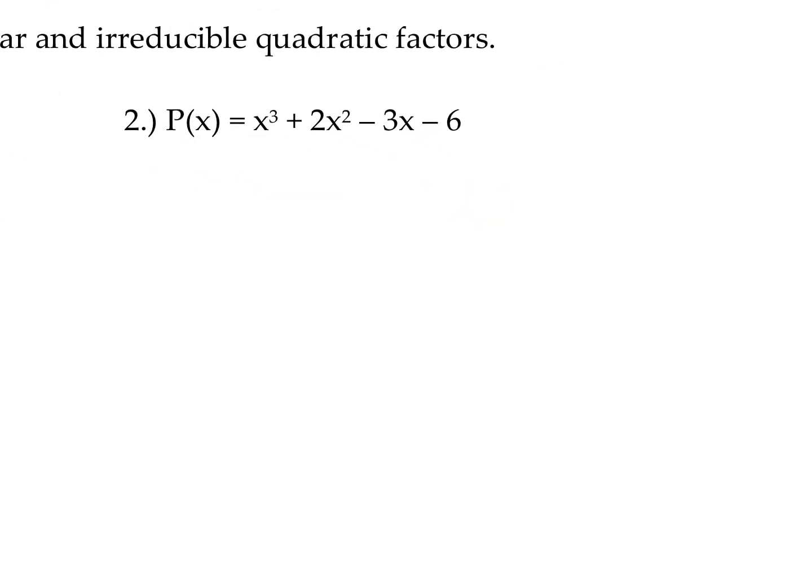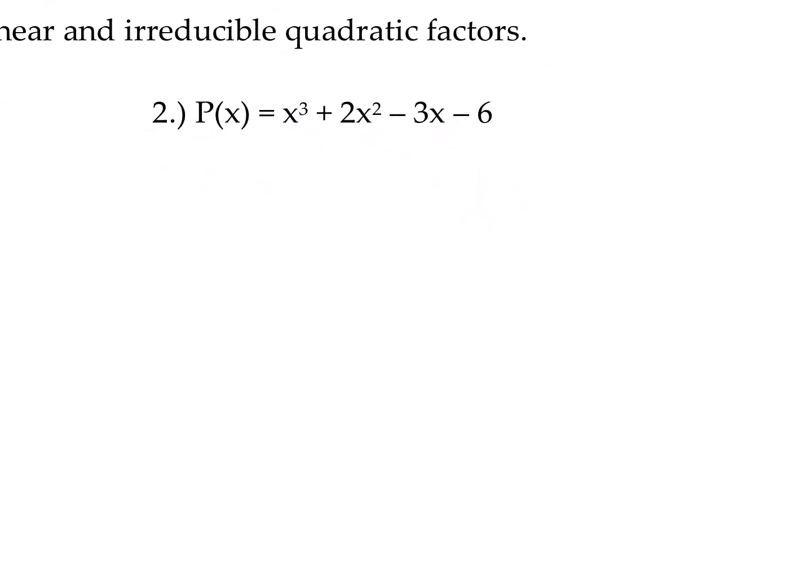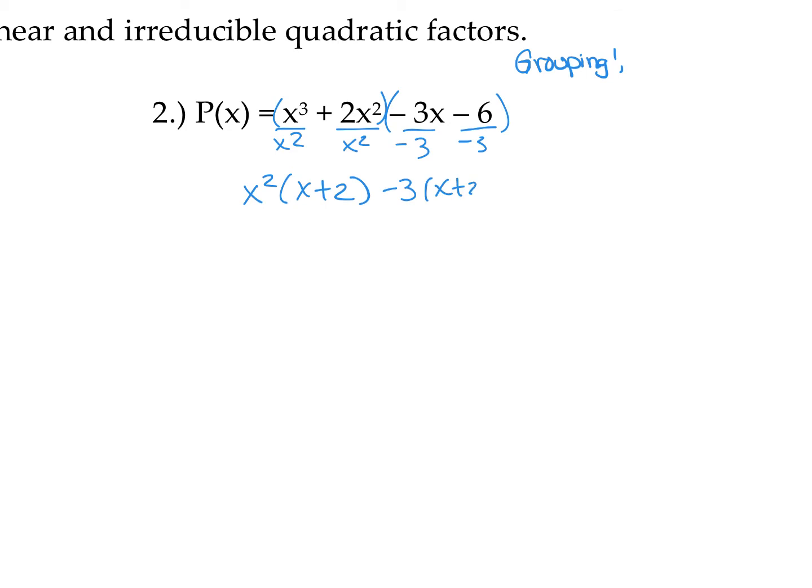All right, let's try the same thing for number 2. So now when I have 4 terms, I'm going to use grouping. So group. GCF of my first pair is x squared. I'll be left with x plus 2. GCF of my second pair is negative 3. So x plus 2. So my fully factored form will be x plus 2 and x squared minus 3.